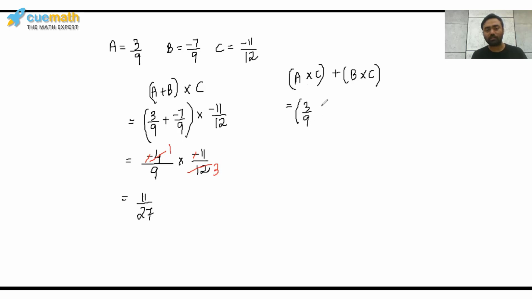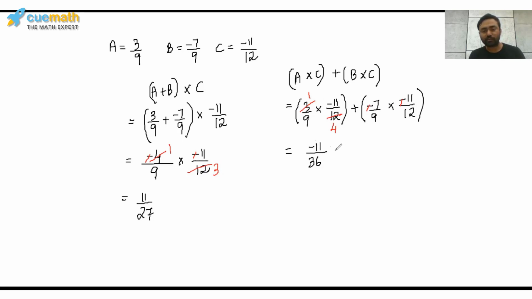So 3 over 9 times negative 11 over 12 plus B, which is negative 7 over 9, times negative 11 over 12. Let's again reduce the common factors between the numerator and the denominator from both the brackets. So 3 1s are 3, 3 4s are 12. Negative negative becomes positive when multiplied, and there is nothing in common from the second bracket between the numerator and the denominator. So now the first bracket would give us negative 11 over 36. The second bracket would give us 77 over 108.